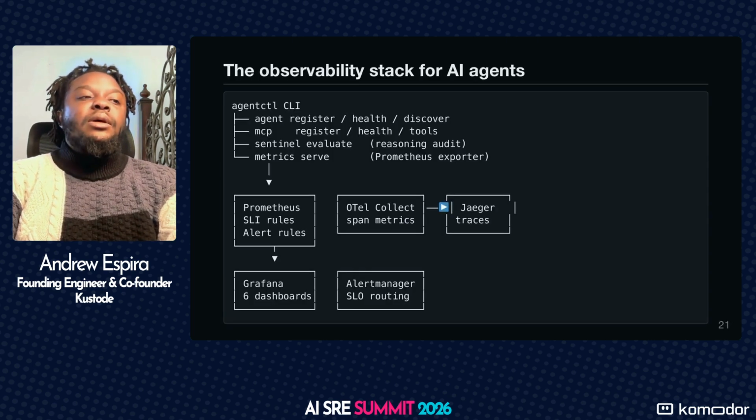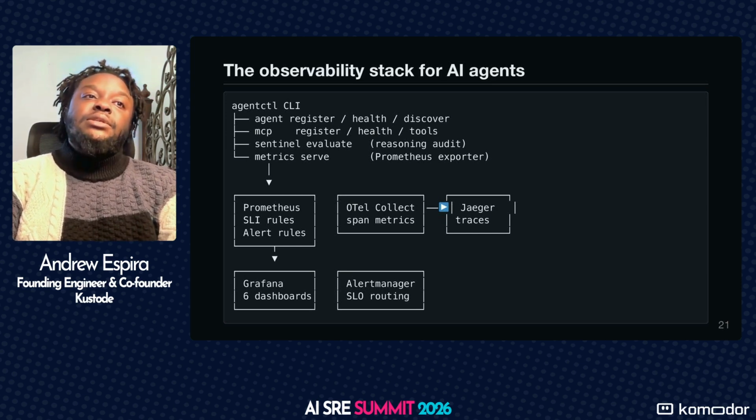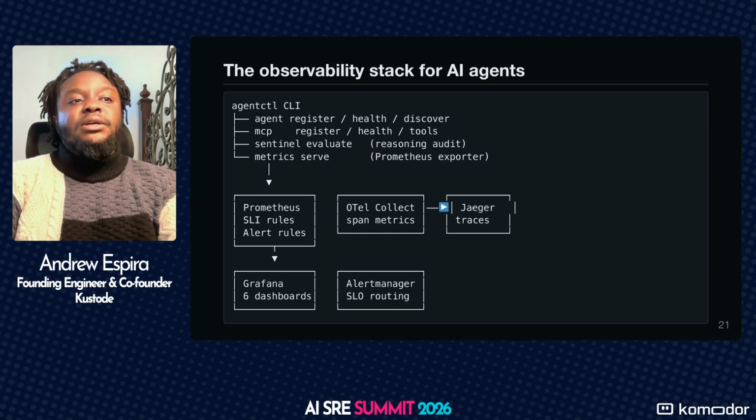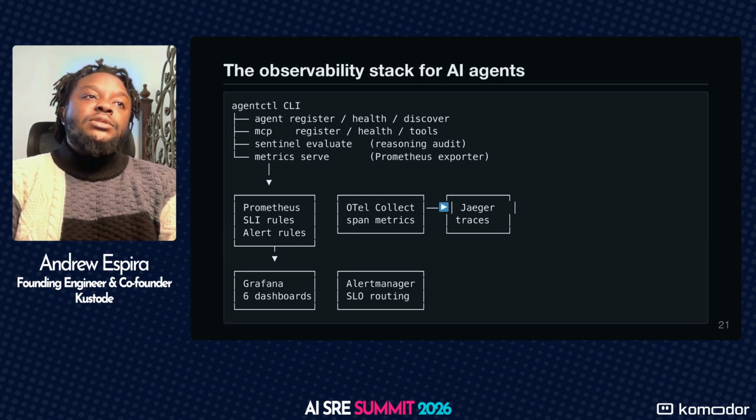So let's talk about the whole stack. We have Prometheus, where we are pulling metrics, and then we have telemetry data, where we are pushing traces to Jaeger, and then we have our dashboards in Grafana. Then we have our Alertmanager, which is more like the SLO routing within Prometheus.